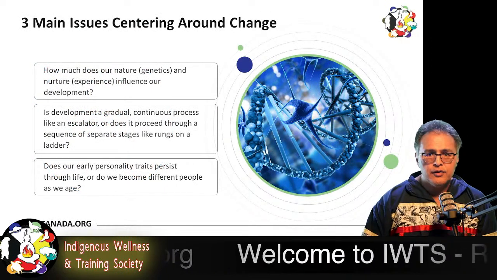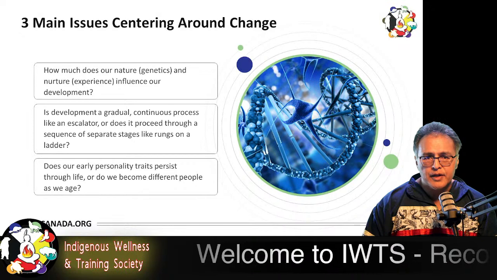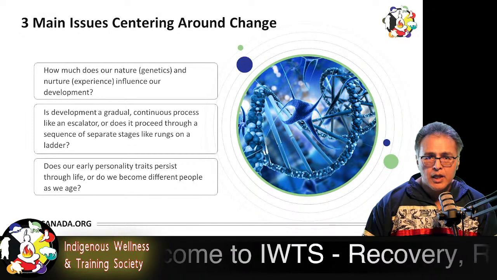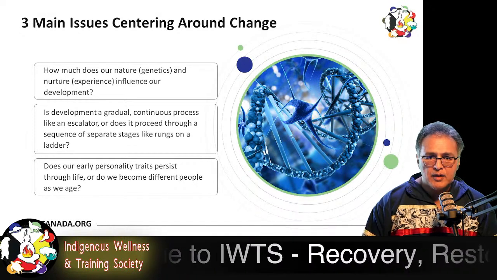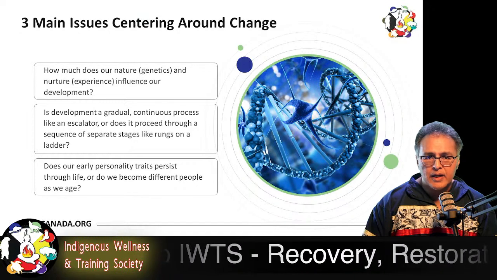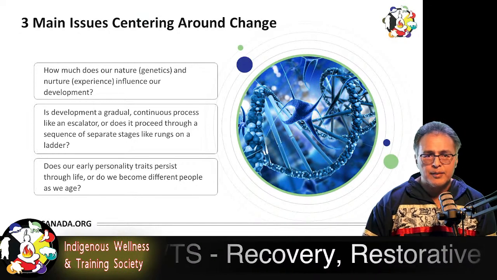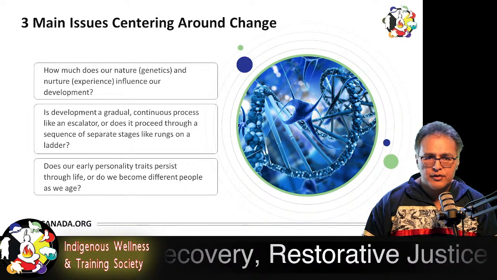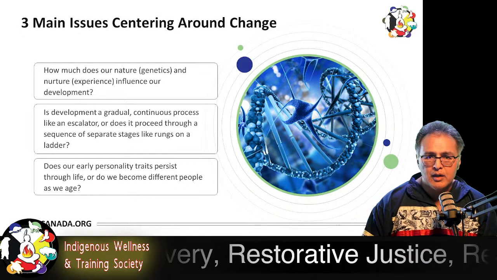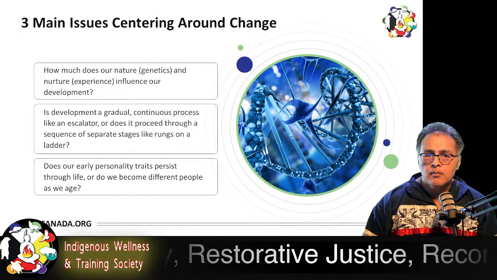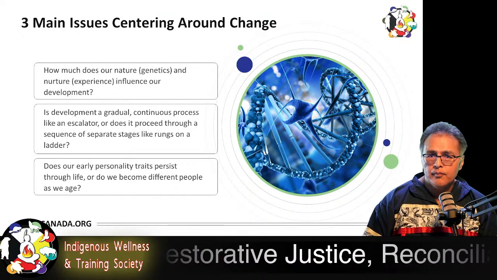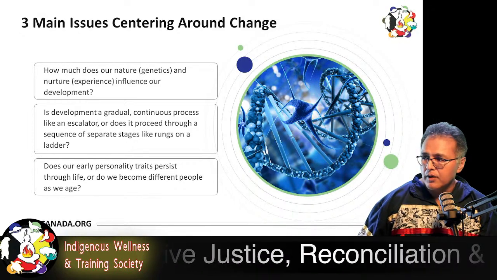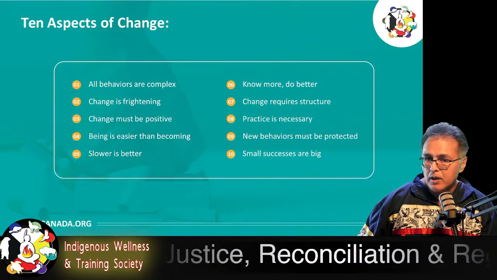Basically, there's three main issues centering around change, like how much does our nature, our genetics, and our nurture, our experience, influence our development? Nature versus nurture. Is development a gradual, continuous process, like an escalator, or does it go through a sequence of separate stages, like the rungs of a ladder? Does our early personality traits persist throughout life, or do we become different people as we age? So those are three main issues that are centering around change that they're grappling with and stuff like that.